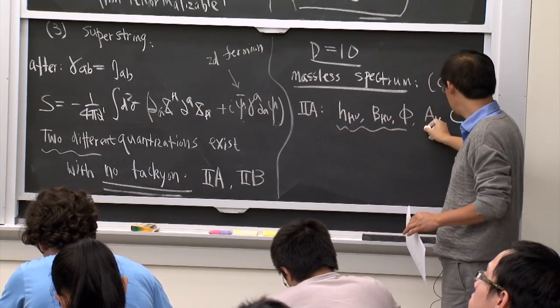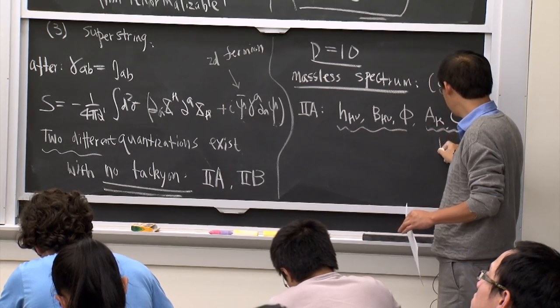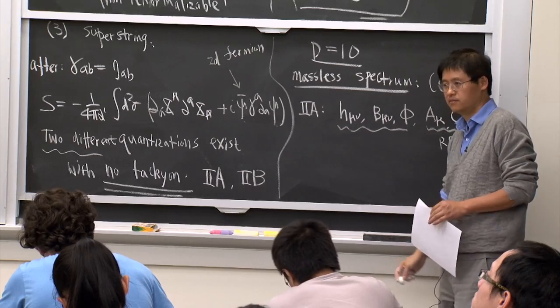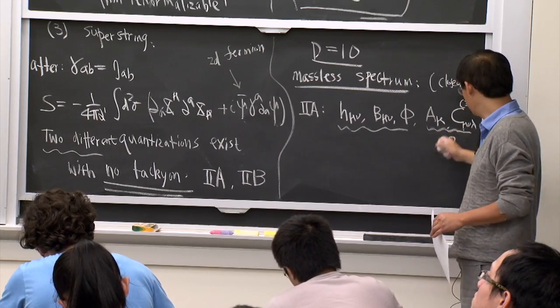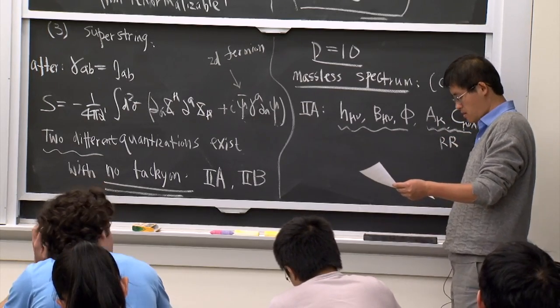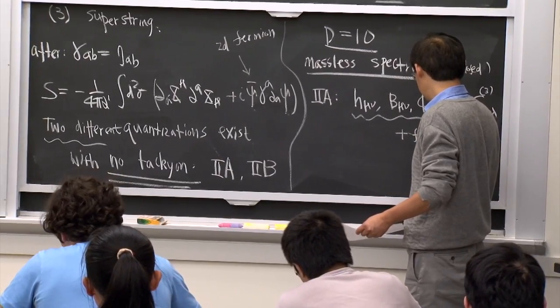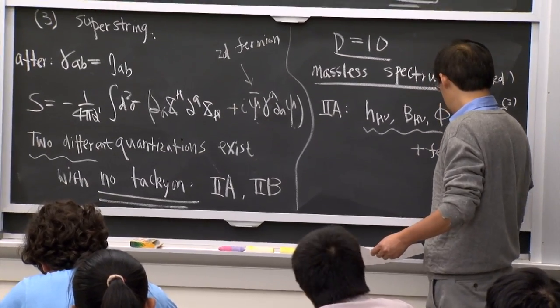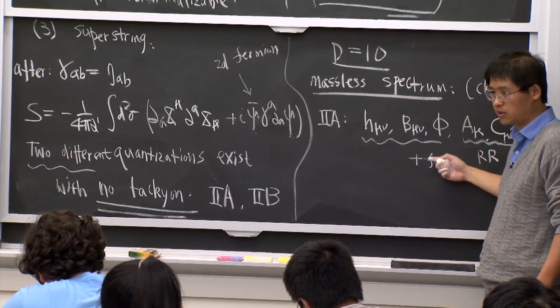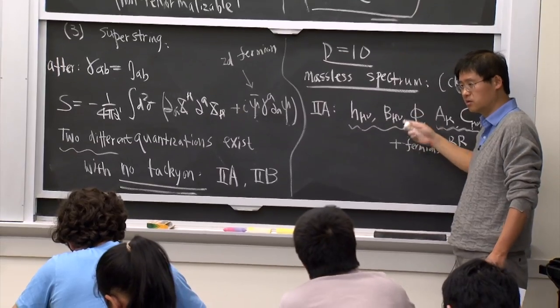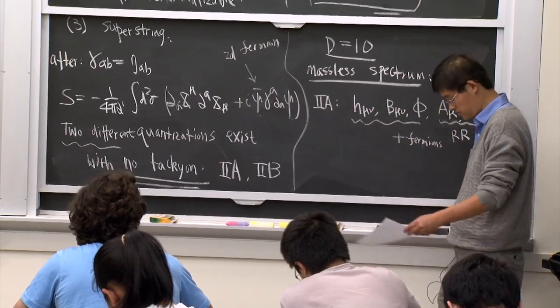And then you get some additional fields. These are normally called the Ramond-Ramond fields. And then plus fermions. We will not write down the fermions. It turns out that this theory is actually supersymmetric. So each of those fields has some superfermionic partner. So it's actually a supersymmetric theory.